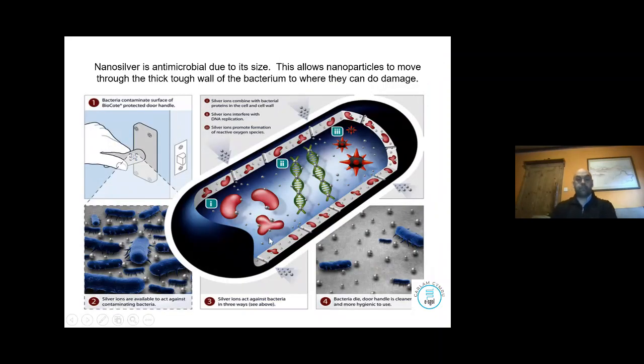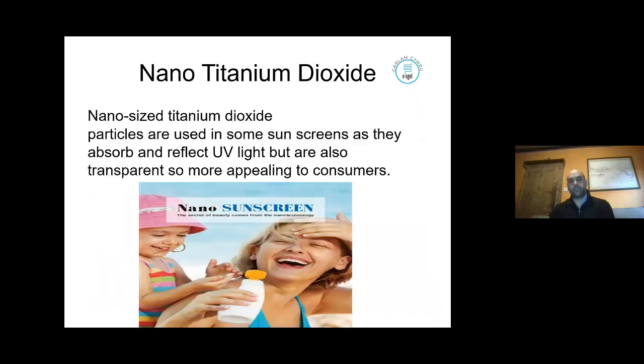And the way nanosilver works is it gets into the bacteria because it's so small and it stops the enzymes from working. But you don't need to know why it works. I thought I'd put that in as a bit of interest. Okay, so we'll just move on.